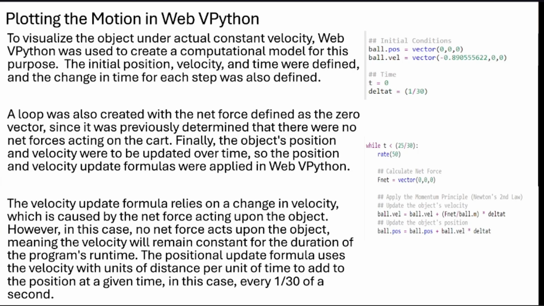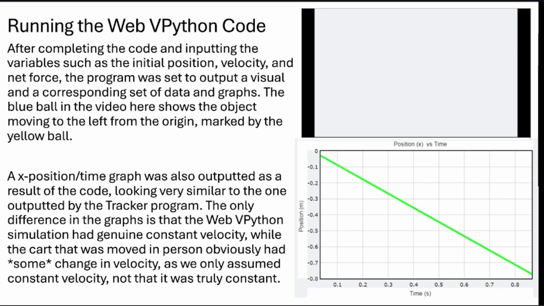The positional update formula uses the velocity with units of distance per unit of frame to add to the position at a given time, in this case, every 1/30th of a second.